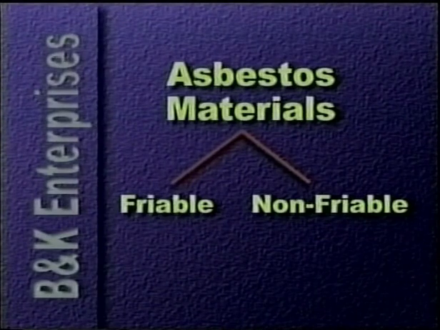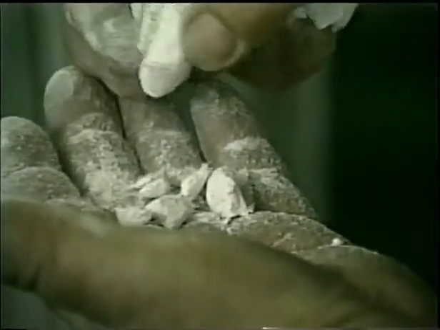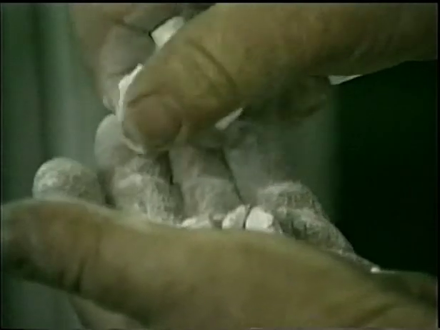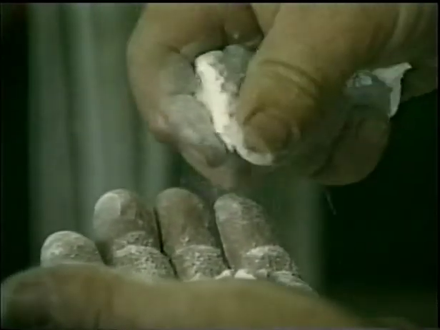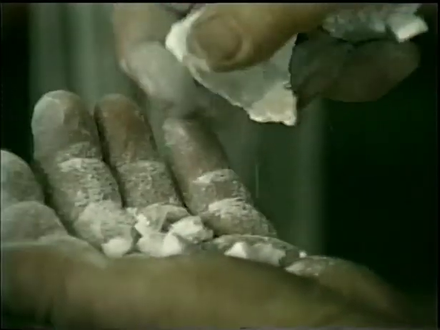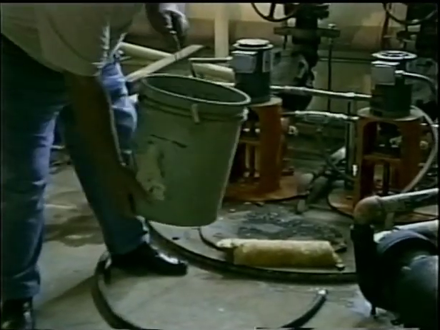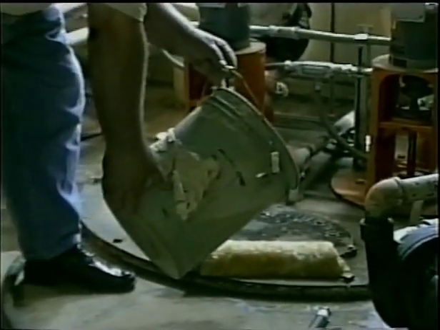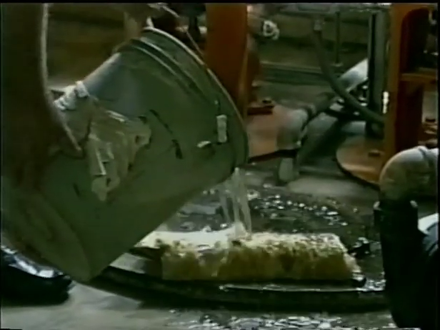Asbestos building materials can be broken into 2 broad types, those that are friable and those that are non-friable. Asbestos is most hazardous when it is friable. The term friable means that the asbestos is easily crumbled by hand, releasing fibers into the air. However, even friable materials are not necessarily hazardous if they're managed properly.